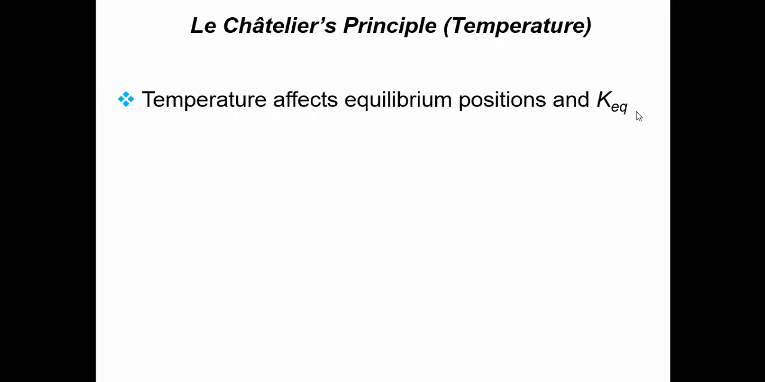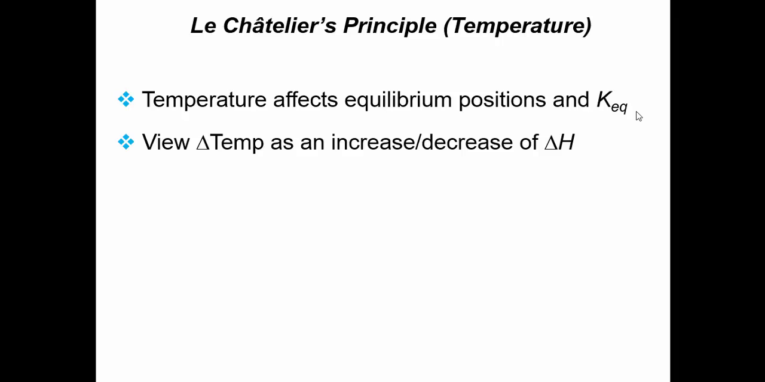What about temperature? What happens here with temperature? It actually affects the equilibrium positions and the KEQ. Now, temperature is an increase or decrease in the amount of heat energy going into the system. So when the temperature goes up, it means you added heat energy. So the delta H is going to go up.